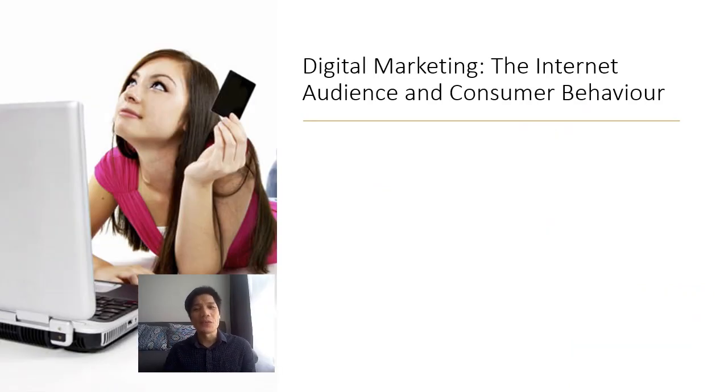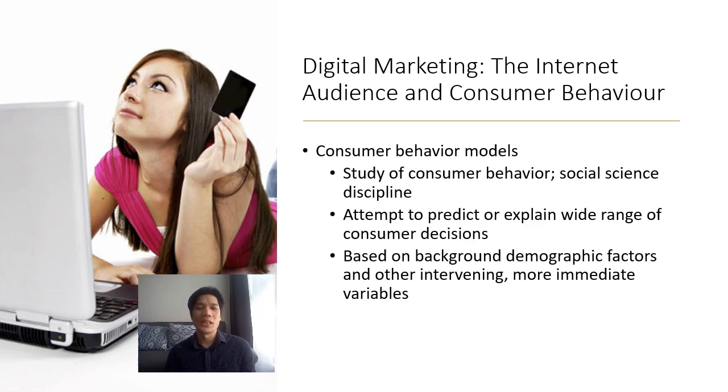Okay, so digital marketing. Who are the internet audience and what are the consumer behaviors? You see, the study of consumer behavior and socials is in the social science discipline that a lot of people tend to discard. Because what we're trying to do is predict and explain a wide range of consumer decisions. For example, why do people buy certain stuff in certain places, at certain prices, and certain products?